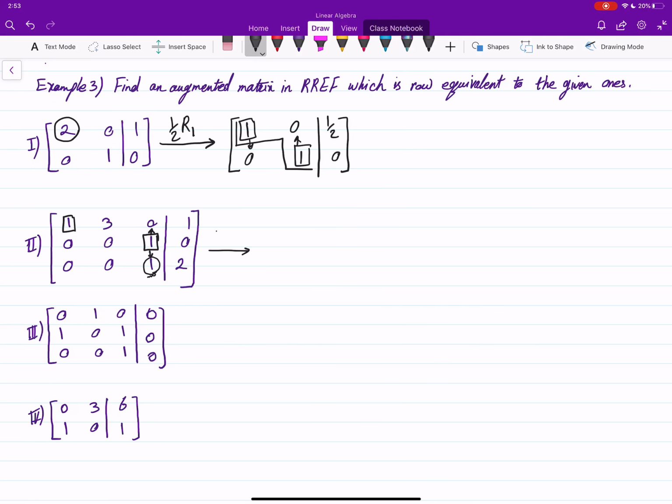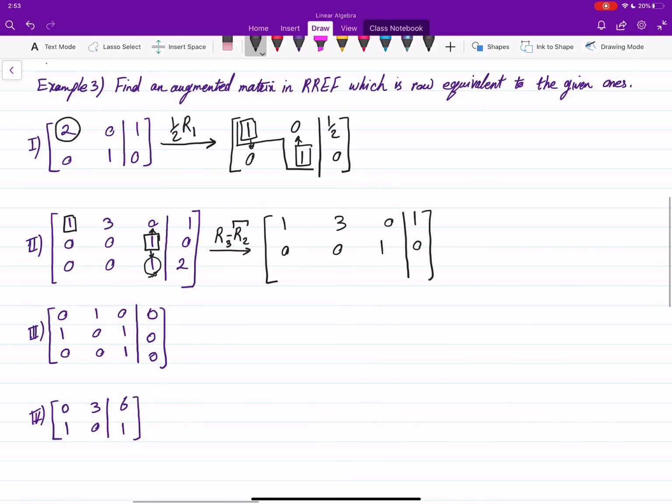Well, if I subtract row 2 from row 3, that would do the job, because I will have 1 minus 1. So the first row, I'm not touching. The second row, we are not touching. We are using the second row to do the elementary row operation, but we are not changing it. And for the third one, this is 0 minus 0 is 0, 0 minus 0 is 0, 1 minus 1 is 0, and 2 minus 0 is just 2. Now we are in good shape.